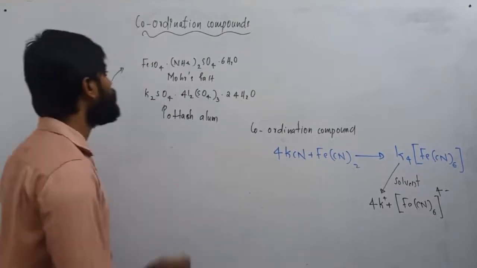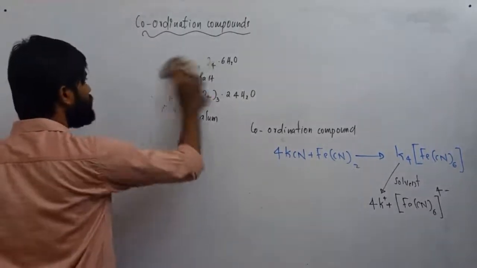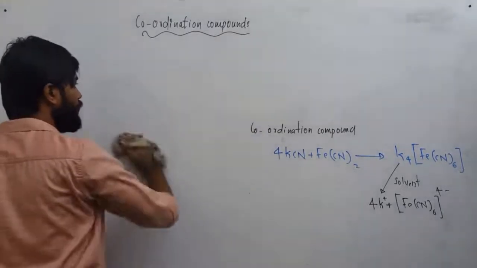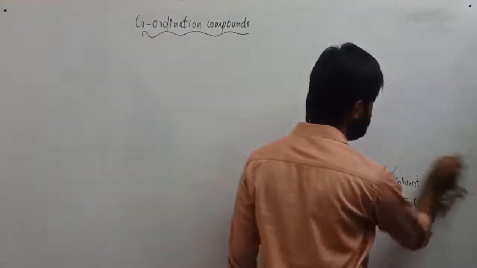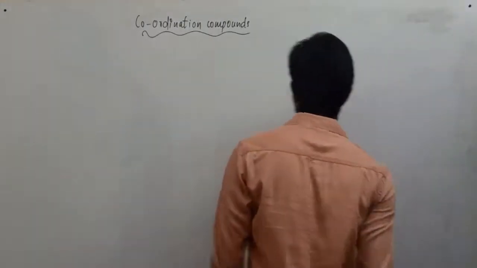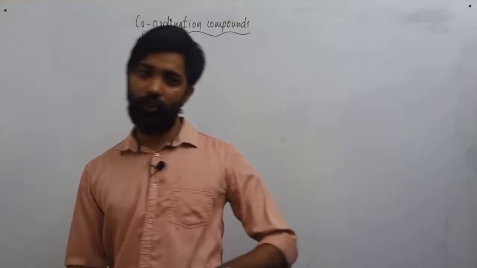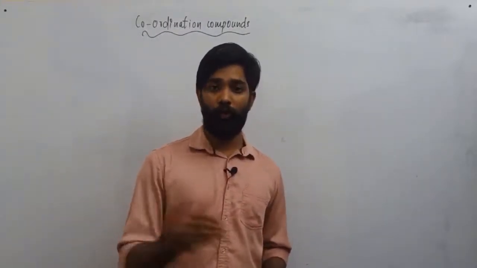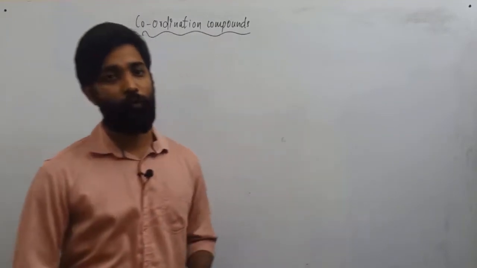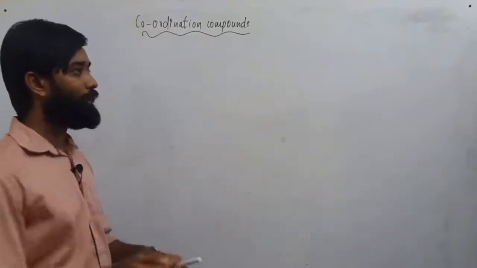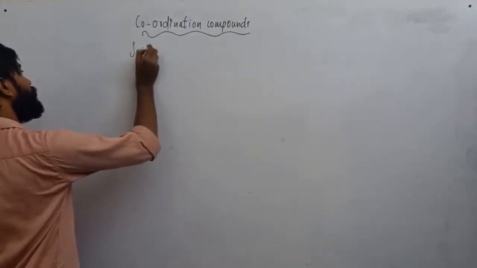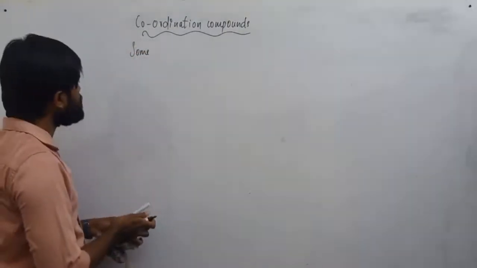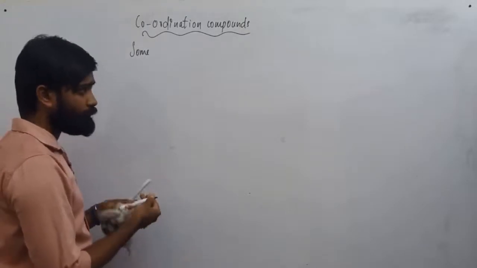So that's the difference between a double salt and a coordination compound. A double salt loses its identity in solution, but a coordination compound still retains its identity in solution. Both belong to addition compounds because they are formed by the addition of stable molecules in a typical pattern. So the next concept in coordination compounds is some important terms.